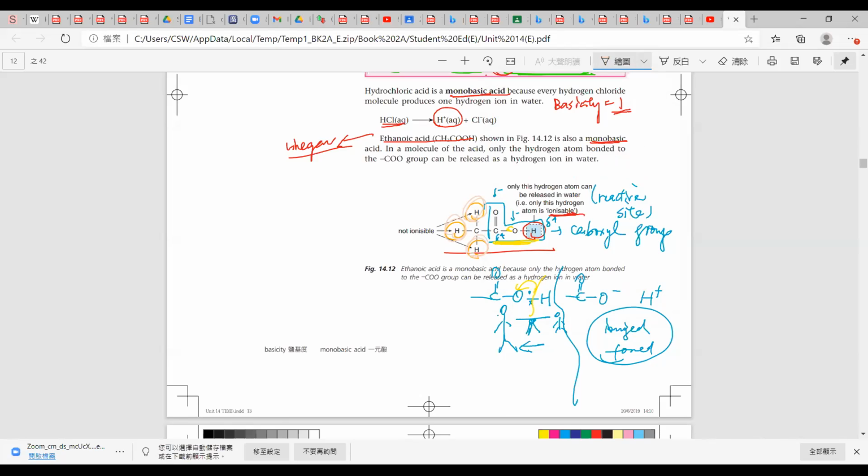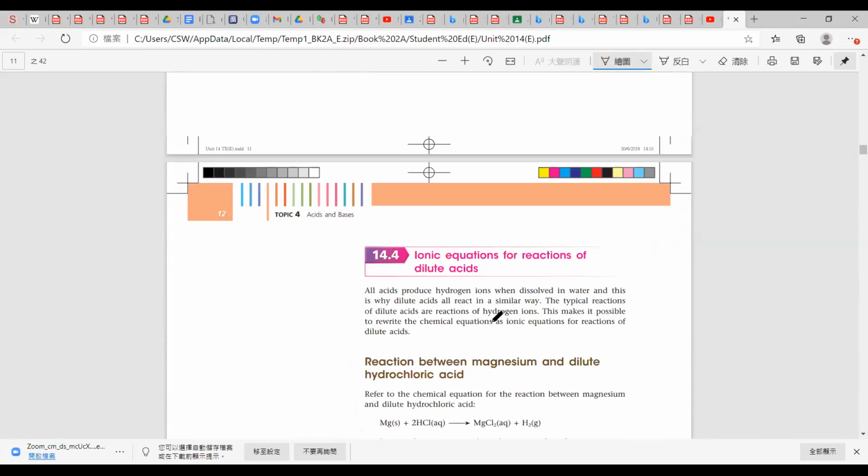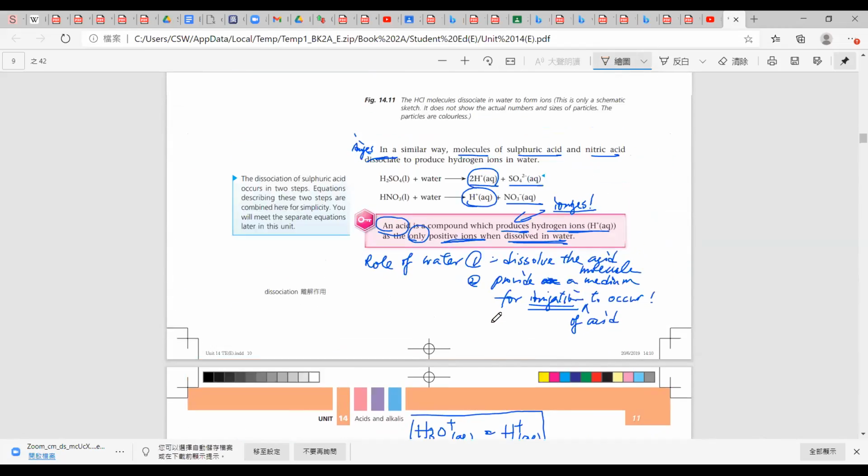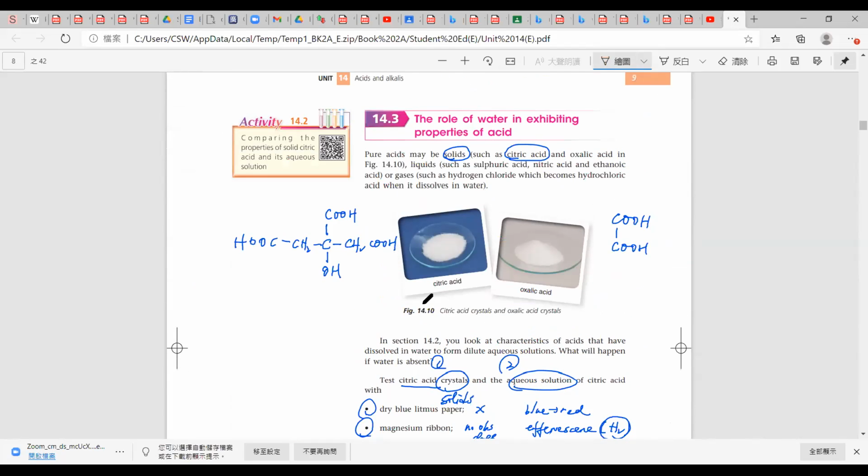For example, citric acid. I've just mentioned here, right? I'll write that formula. Could you please tell me what is the basicity of citric acid and oxalic acid, respectively? Citric acid is 3. Why? Per acid molecule of citric acid, we have got 3 ionizable hydrogen atoms, right?